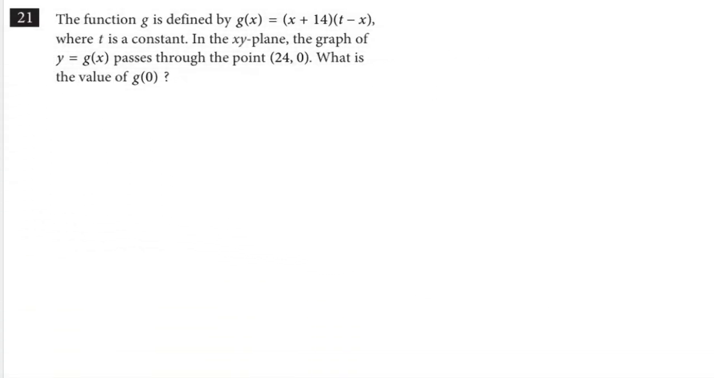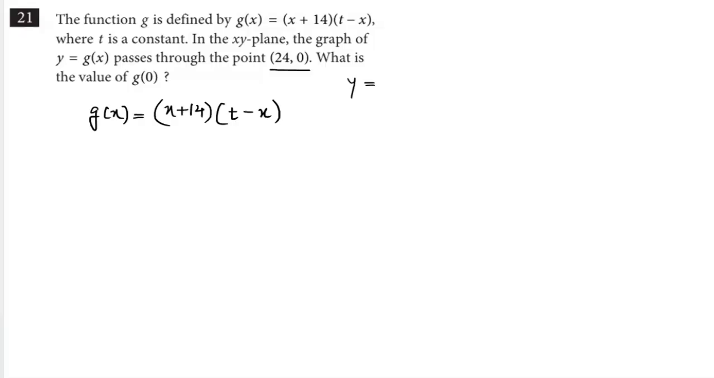Question 21. The function g is defined by, so you can write this function, g of x equals x plus 14 times t minus x, where t is a constant. In the xy plane, the graph of y equals g of x passes through the point 24, 0. What is the value of g of 0? In order to get the value of g of 0, you need to get this t. For that, I'm going to use this.